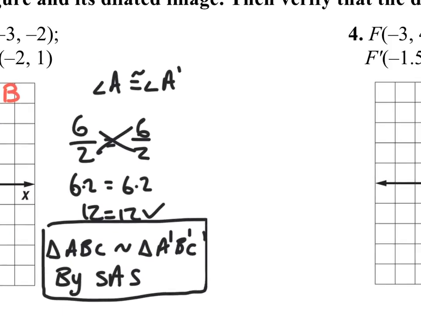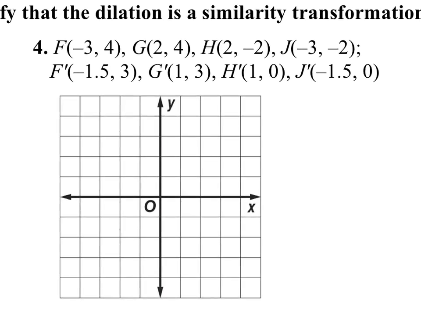Okay, let's try and take a look at number 4. And so let me verify this. Let me plot points for F, G, H, J, and so I've got -3, 4. I've got 2, 4. I've got 2, -2. And I've got -3, -2. Okay, I'm going to call this F, G, H, J. Let me connect my lines.